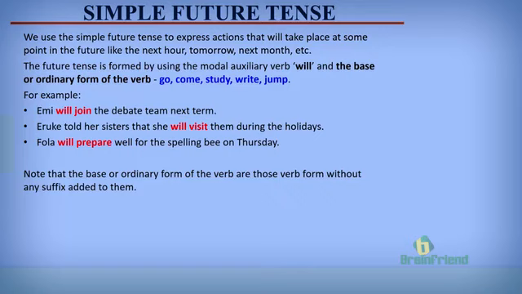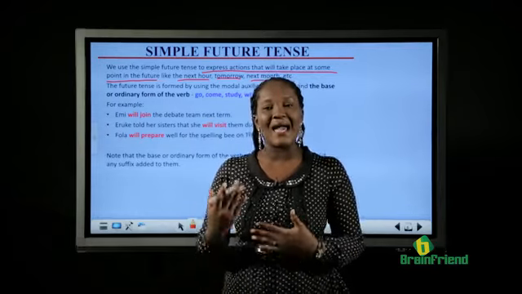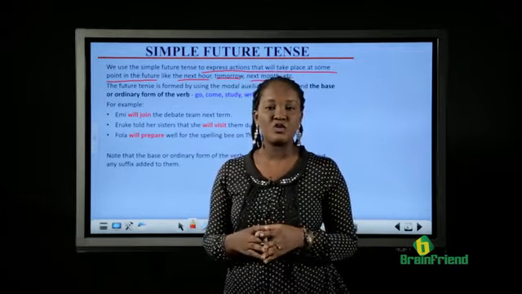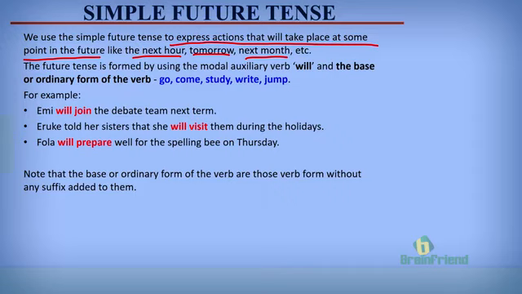What is the simple future tense all about? We use the simple future tense to express actions that will take place at some point in the future, like the next hour, tomorrow, or next month. Whenever we refer to actions that will happen sometime in future, apart from when we are speaking, or sometime ahead of the time of speaking, we are referring to verbs or actions expressed in the future tense. The future tense is formed by using the modal auxiliary verb will and the base or ordinary form of the verb.